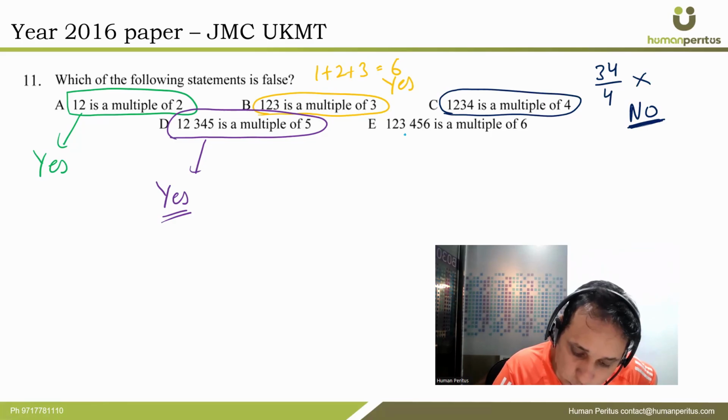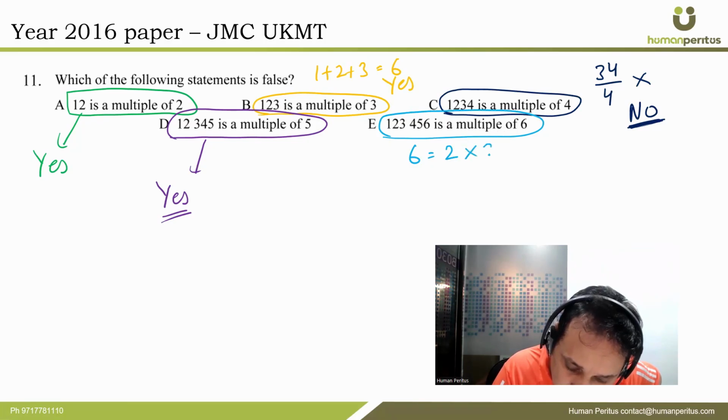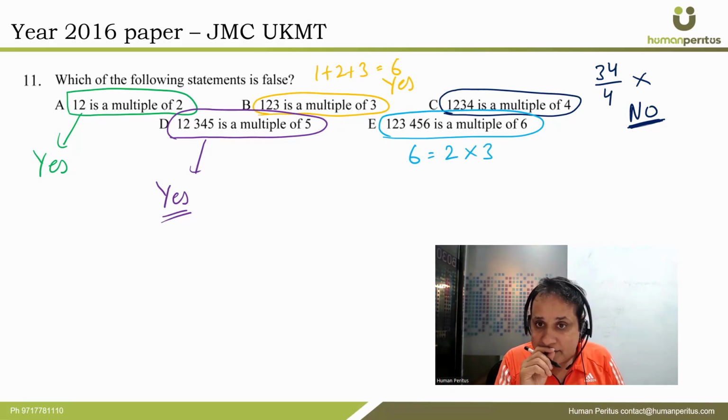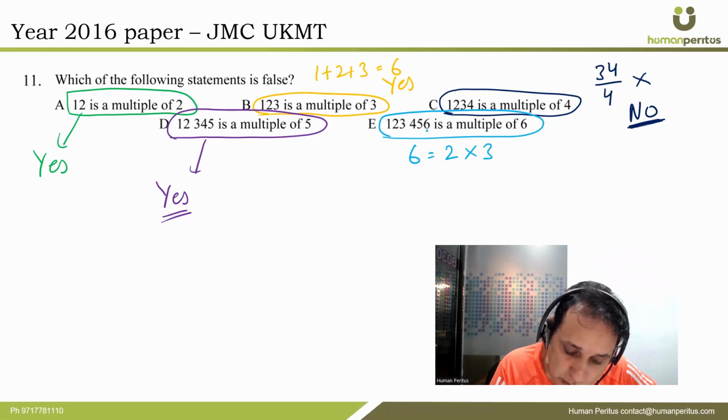It says 1, 2, 3, 4, 5, 6 is a multiple of 6. So guys, for 6, we have to check for 2 also and for 3 also. So let me check for 2 first, which is easier. The last digit has to be a multiple of 2. Yes, it works because the last digit is 6. So 2 is okay. What about 3?